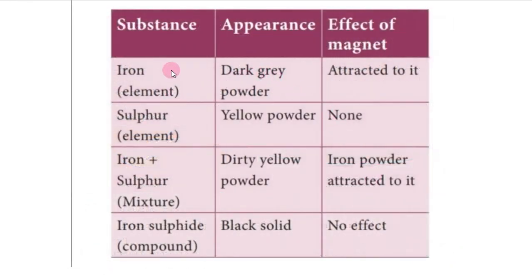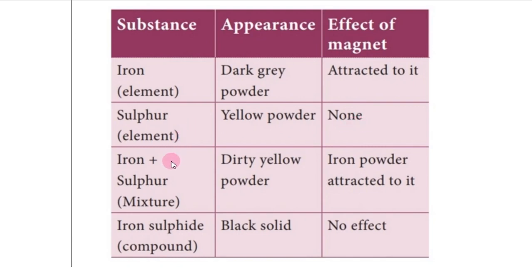And from that activity we can write one table. The iron substance: what is the color of iron? Dark grey powder. Iron is an element, a dark grey powder. And the effect of magnet: can the magnet attract iron? Yes, you all know, right? It will be attracted. Then see the second column, sulfur. The color of sulfur is yellow powder, and the effect of magnet: no effect, none.